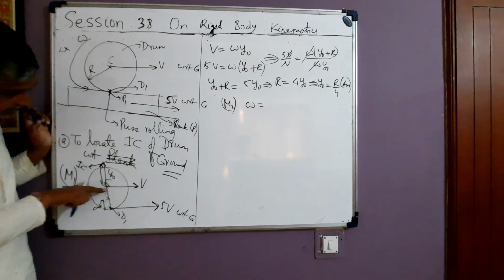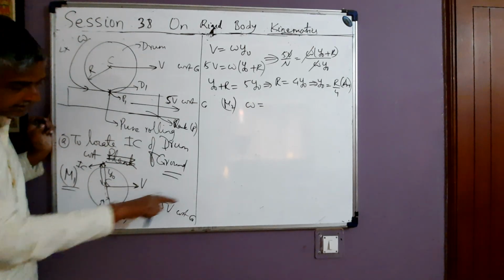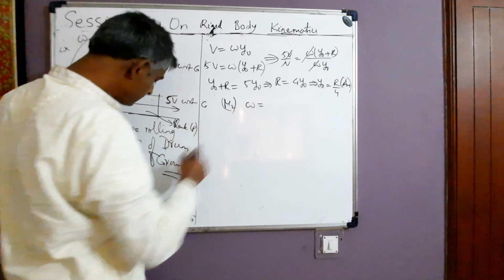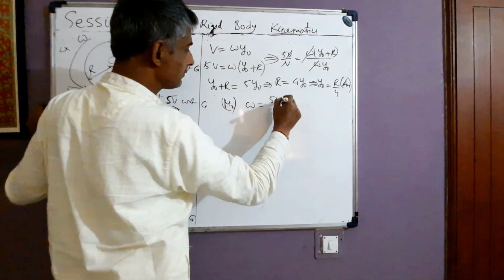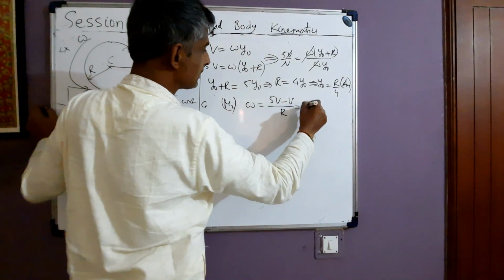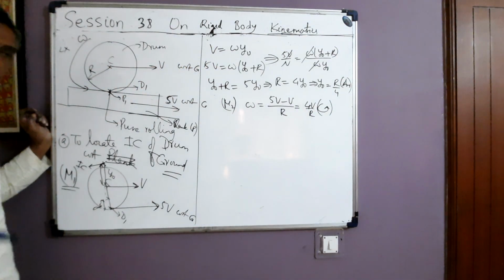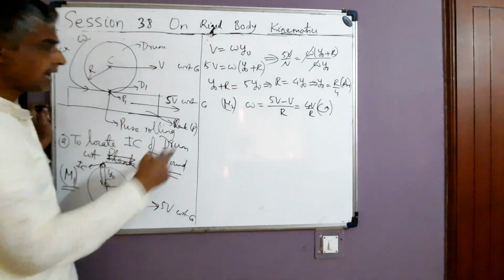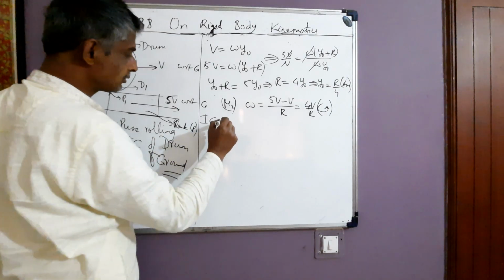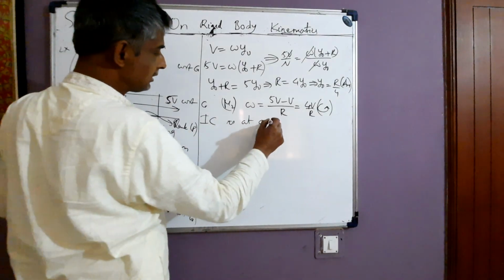Now normal speed of C is v right. Normal speed of d1 is 5v right. Both are in the same direction. So relative normal speed will be 5v minus v by separation r. That becomes 4v by r, and that is in anti-clockwise sense.